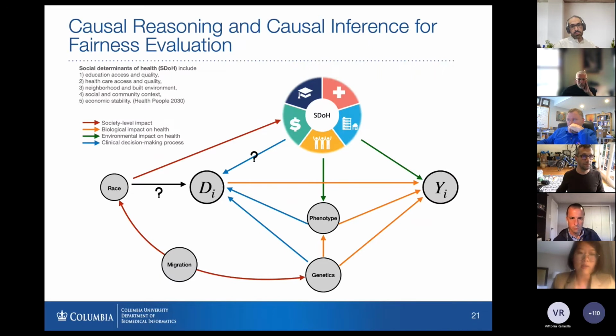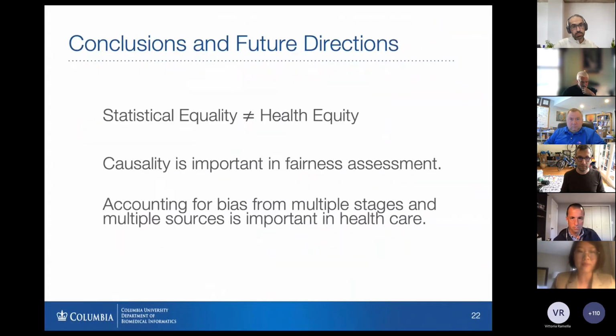And causality can also be useful in different ways, for example, understanding the source of a bias. Is the bias really due to direct discrimination from race or sex, or is it through association with social determinants of health or genetics or biology? And I think this is also a very interesting area that I'm looking into.